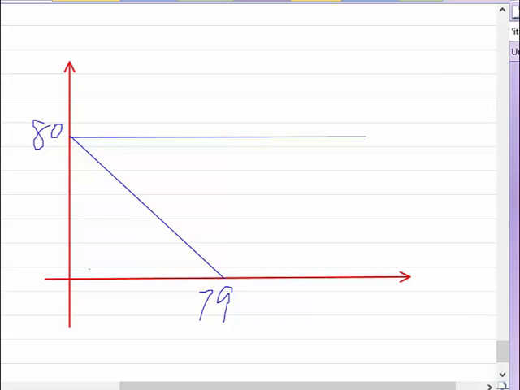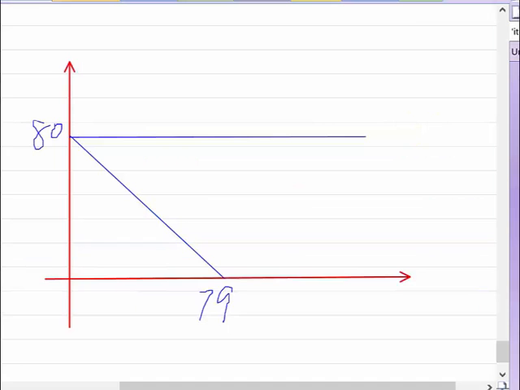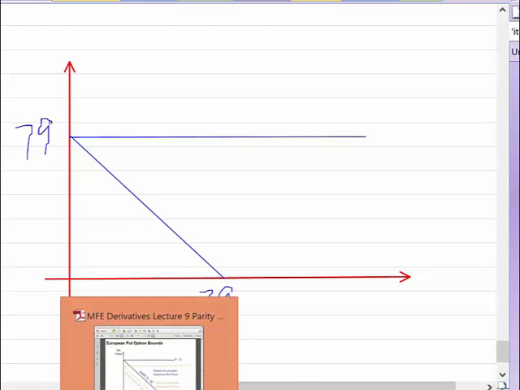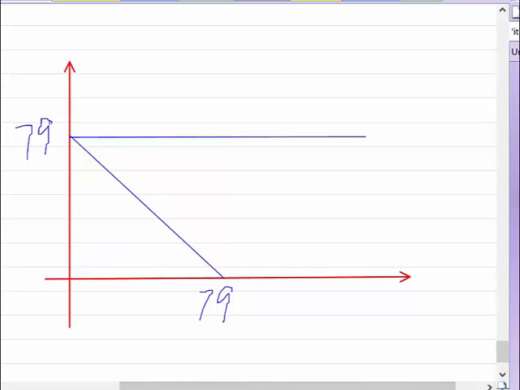The strike price, let me see. Uh-oh. So actually, for the European put, what we have here is also 79. It's the present value for the upper bound, and the turning point is also for the upper bound. For the lower bound, the turning point is also the present value of the strike, both $79. Okay, that's for the European put.